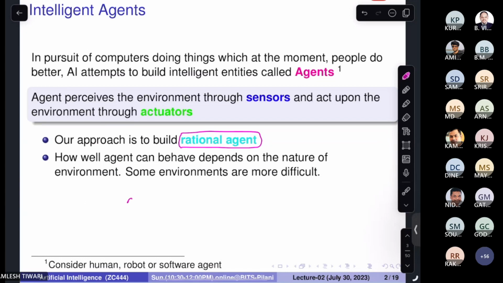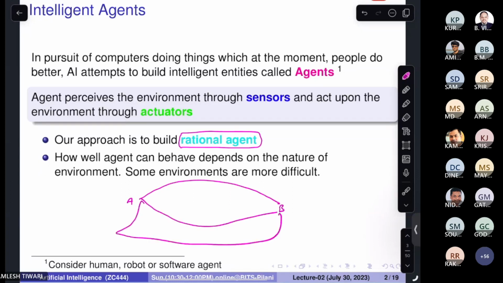Let's assume that there is a place A and a place B on the map, and you want to go from A to B. So you may have switched on your Google Map and asked that I want to go from A to B. Can you tell me the path? It can tell you three paths: one is this path, another is this path, another is this path. And it says that it is going to be 20 minutes, 12 minutes, and 16 minutes.